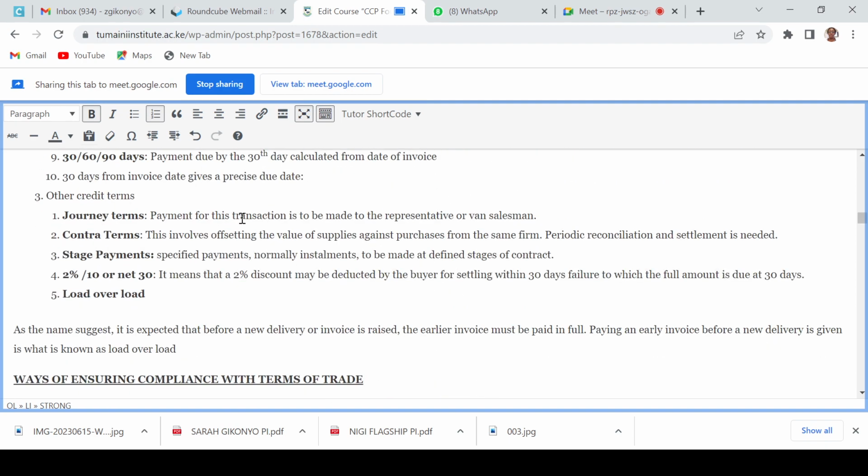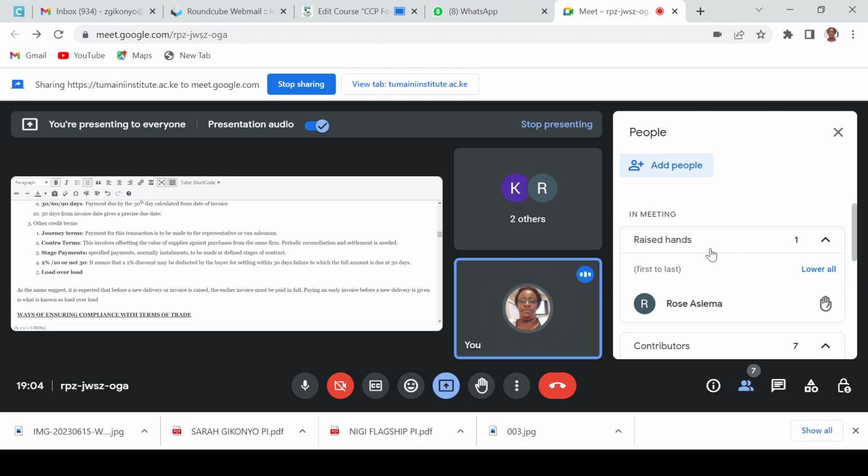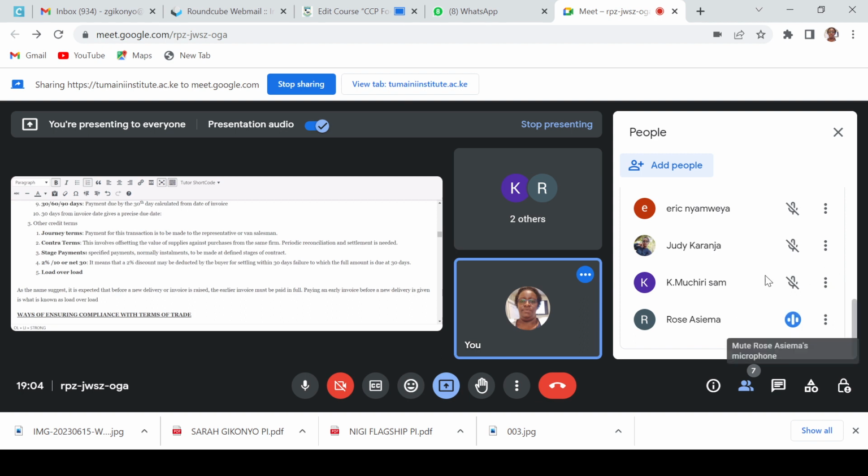We go to the other, any hand, raise hands. Yes, Rose? I just wanted clarity on the 2 monthly credits. Because you said your supplier supplies you for 2 months, then you pay on the 3rd month. You are not supposed to pay within 2 months, you pay on the 3rd month. So they will be supplying every day for 2 months, maybe it's a bulk order, until the last day of the 2nd month.